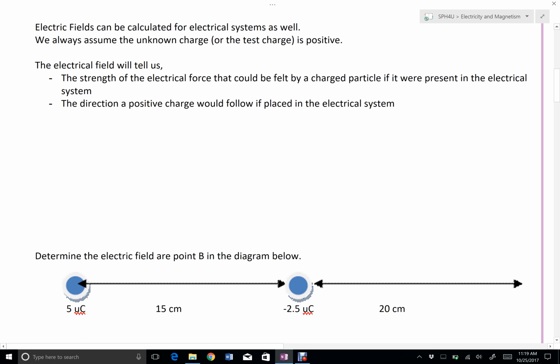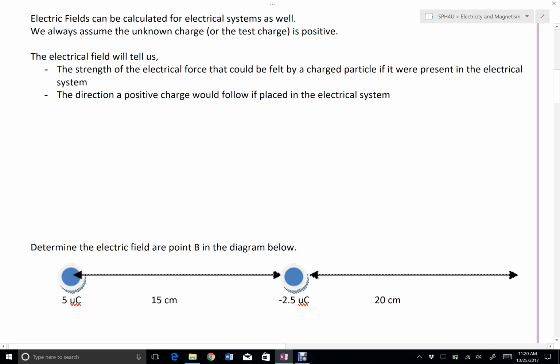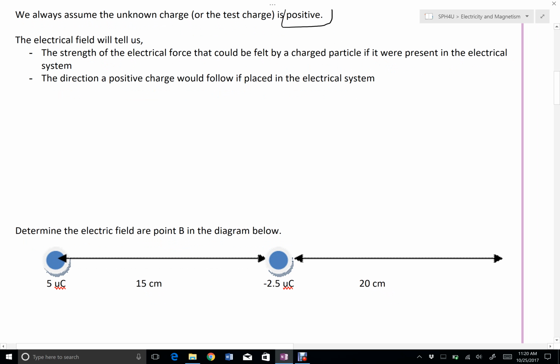So again, we can calculate electric fields in electrical systems just like we do in gravitational systems. And one other key note that I forgot to mention here is that we are always assuming that the electric field is working on a positive test charge. So when we're considering our direction for electric field here at point B, what we should assume is that that unknown charge that's acting at point B is positive. And we'll talk about why that is when we go to use these electric fields later.